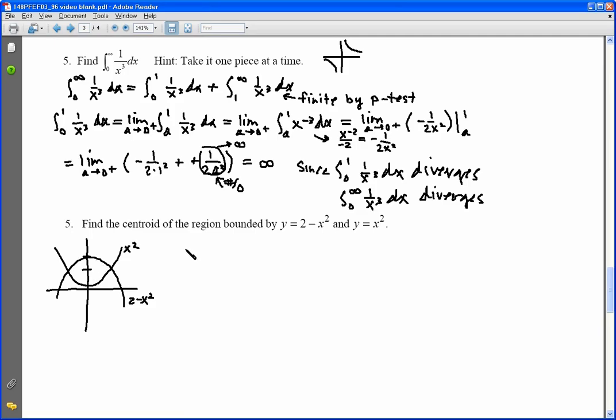Well, this is area between functions here. And one of the first things that you want to do is look at symmetry and see if you've got any symmetry. And the y-axis is a line of symmetry. It divides this in half. So this is the y-axis, this is x. The y-axis divides this in half. So x equals 0 is a line of symmetry, so that implies that the centroid's on x equals 0, so x bar equals 0.